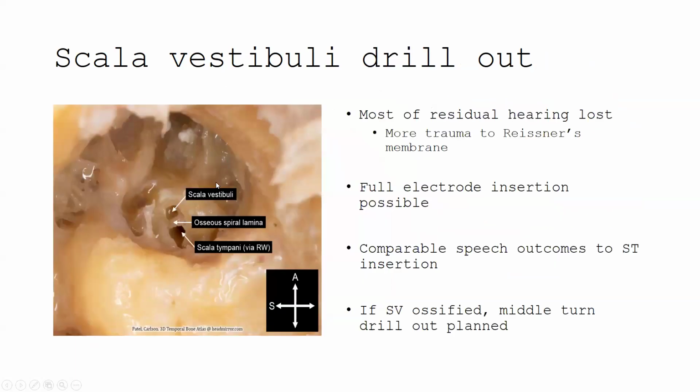If we find a lumen, and usually this lumen might be patent, then we can have full electrode insertion in the scala vestibuli. This is a temporal bone drill out, just helping us appreciate the relationship of our scala tympani with the spiral lamina and then the scala vestibuli. Many times, if your scala vestibuli is patent, full electrode insertion is actually possible, and patients that get scala vestibuli insertion in labyrinthitis ossificans actually have comparable speech outcomes to patients that have had scala tympani insertion.